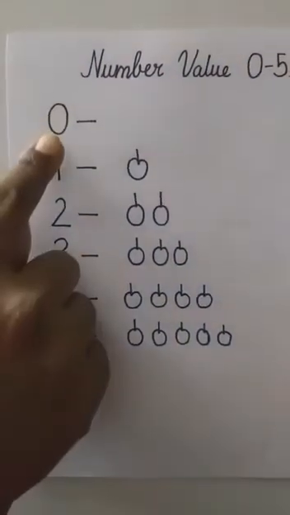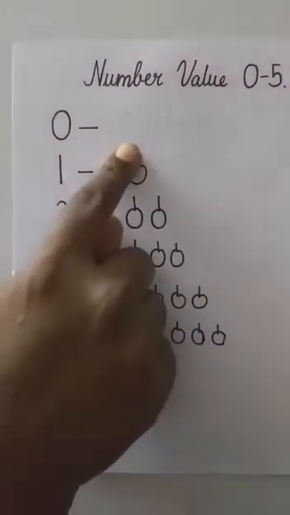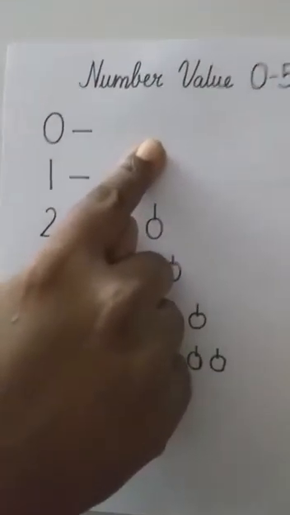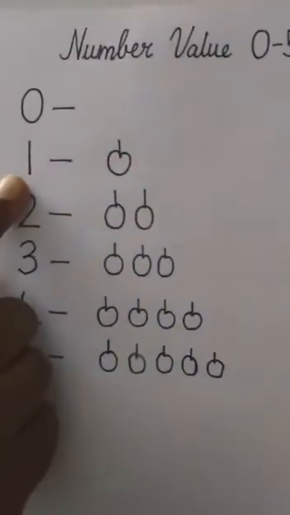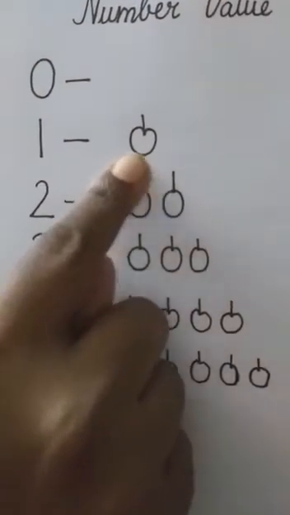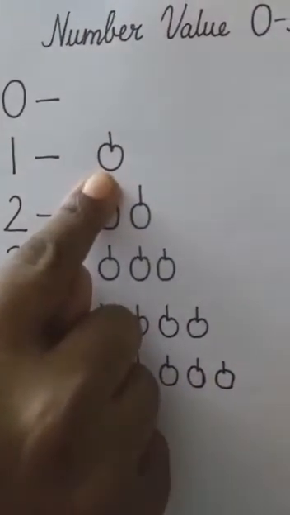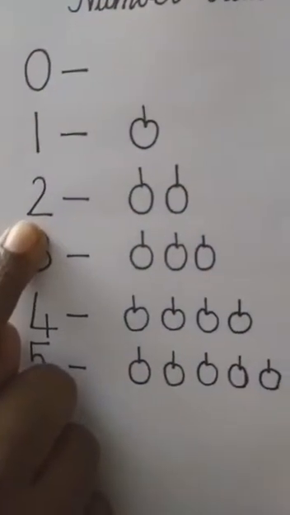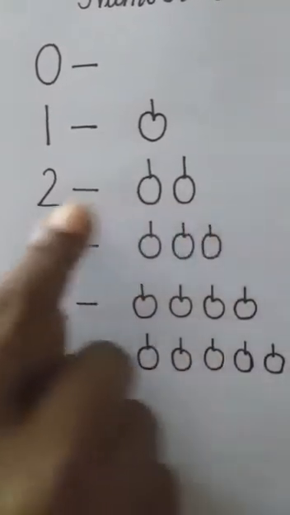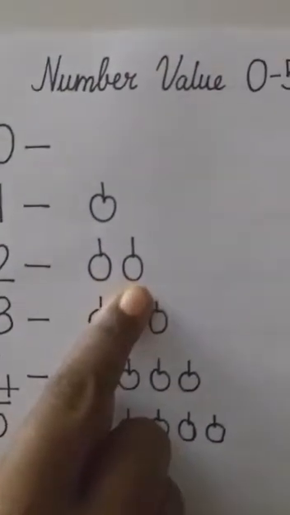So number value 0 to 5. The first number was 0 and 0 had no value. So there was no grape here, nothing to be drawn over here. Next was number 1 and 1 had 1 grape here. So the value for 1 was 1 grape. Next was number 2 and for 2 we drew 2 grapes. So the value for 2 was 2 grapes.